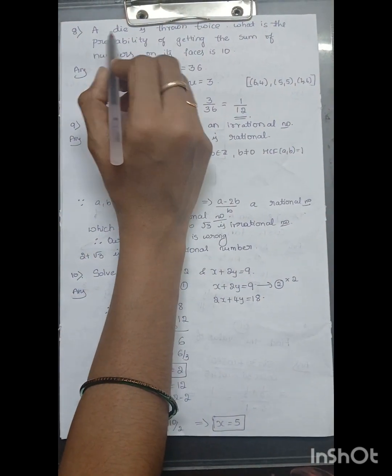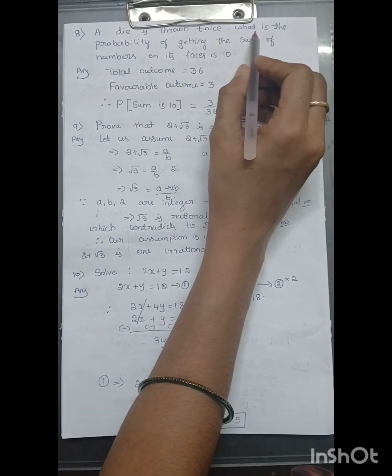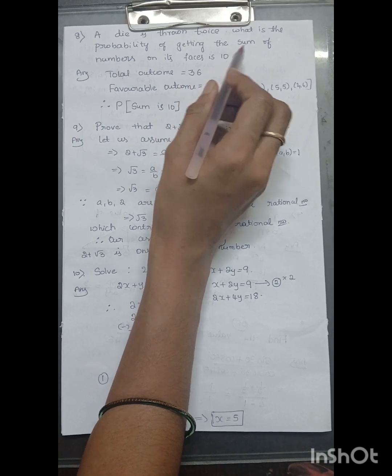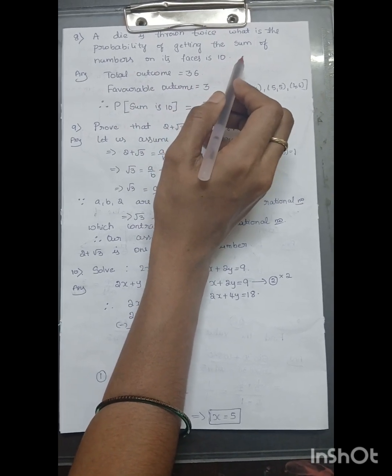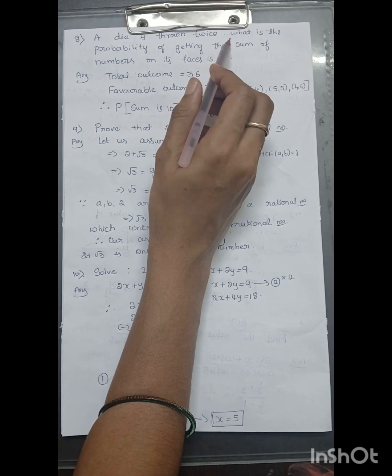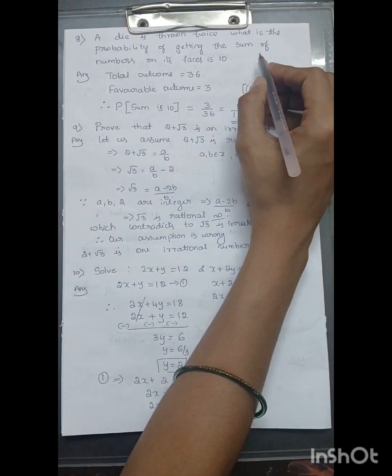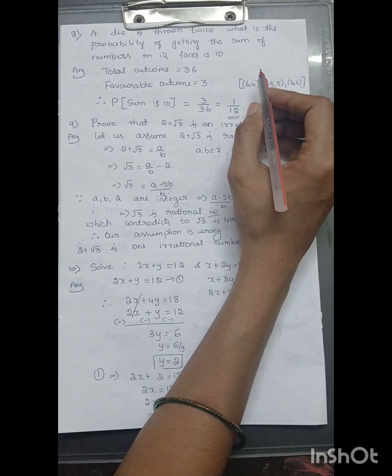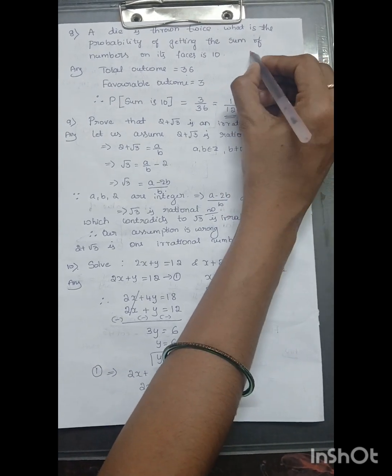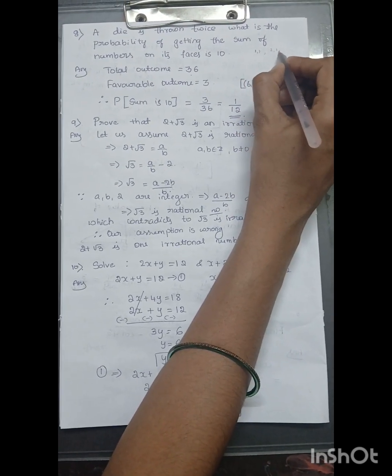Next question, a die is thrown twice. What is the probability of getting the sum of numbers on its faces as 10? That means we have to toss 2 dice. When tossing 2 dice, the total number of outcomes is 36. You can remember the columns given in the textbook, that is 1, 1, 2, 1, 3, 1.